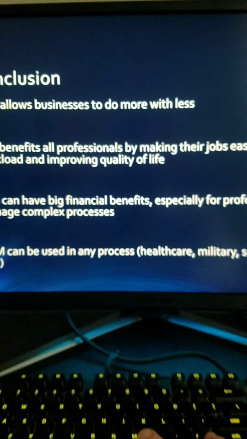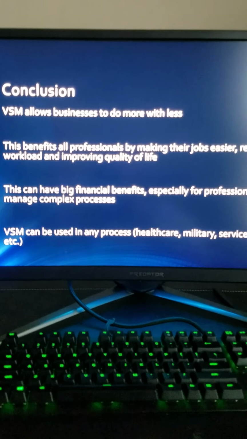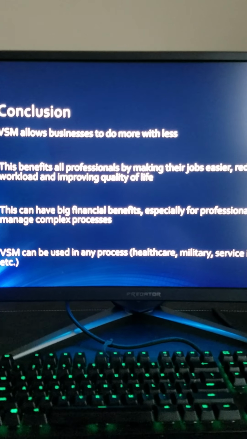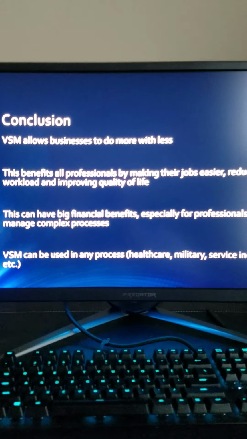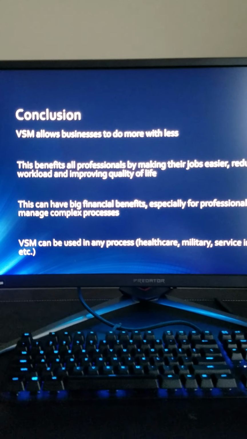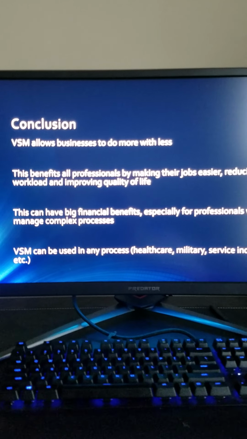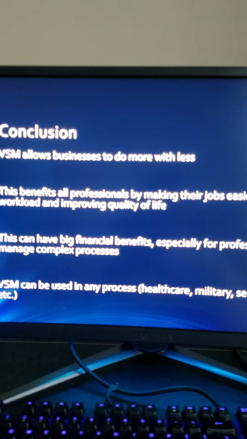And this is the conclusion. All it does is it allows the business to do more with less. And it's a one-page process. It can be used in anything. And the financial benefits are amazing. And don't take my word for it. Take Toyota's word for it. They use it. Companies like Amazon use it. And they're saving millions a year. And they're bringing more quality to customers.